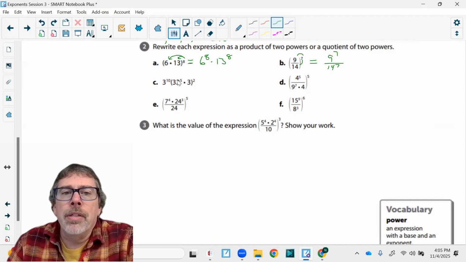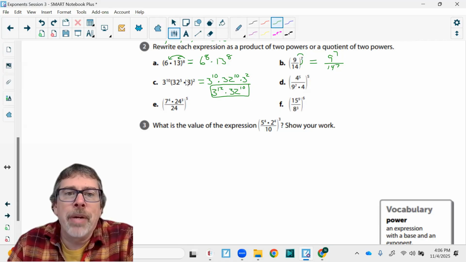Number 3, or part C, 3 to the 10th power is going to stay 3 to the 10th power for now. 32 to the 5th will become 32 to the 5 times 2, which is 10, times 3 to the 2nd power, or 3 squared. And then that can be simplified as 3 to the 10 times 3 to the 2 is 3 to the 10 plus 2. So that's going to be 3 to the 12th times 32 to the 10th power. Okay, don't forget your rules. When multiplying, we add the exponents. When taking powers of powers, we multiply.